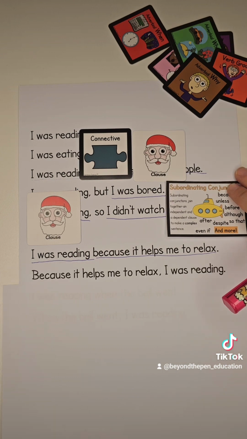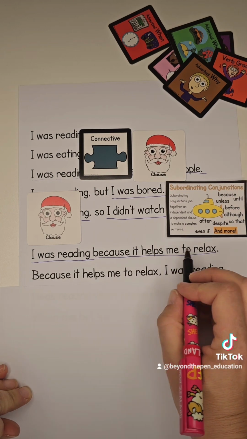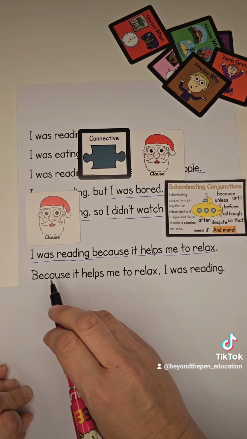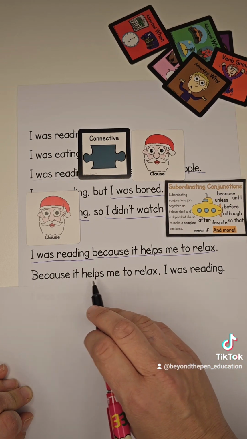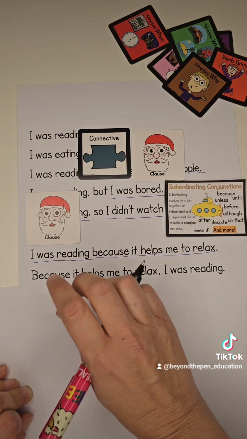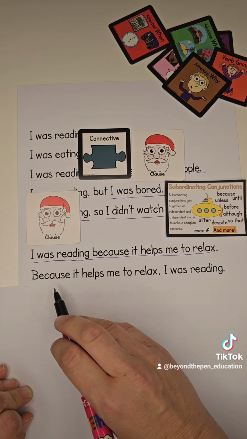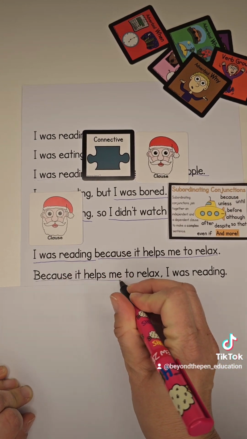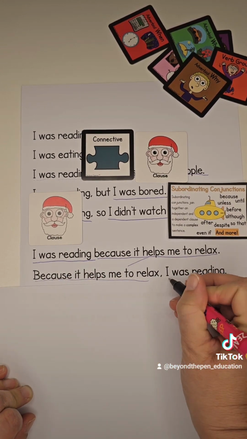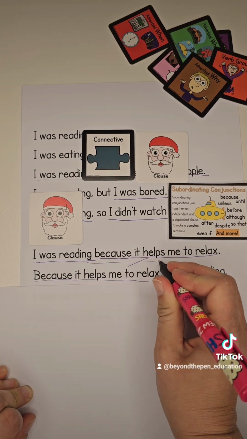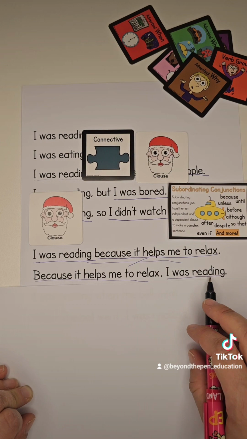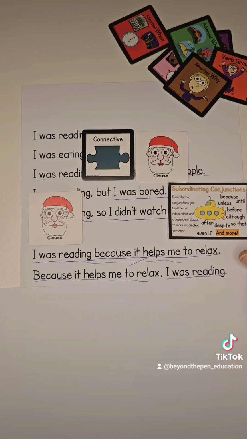Well, the way I think of it is that you can move this clause to the start of the sentence, and that's why it is stuck to it. So because it is part of that clause, because it can move around, which these ones can't. Because it helps me to relax, I was reading. So we still have this clause, which came from here, and this clause, which came from here. It is still a complex sentence, still has an independent clause and a dependent clause.